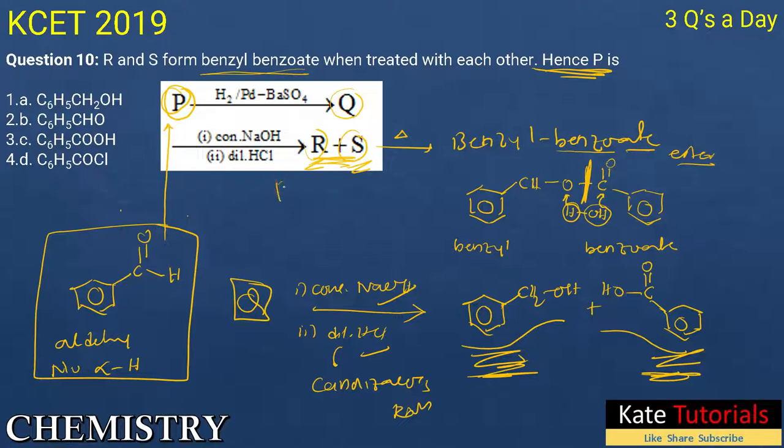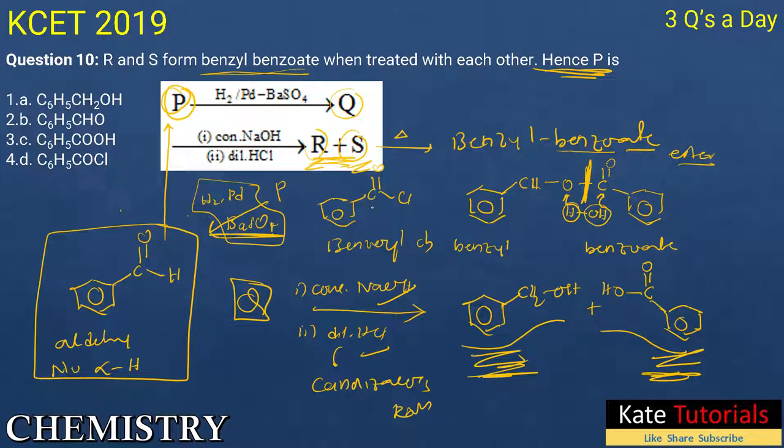To get Q, the reagent is hydrogen and palladium in the presence of BaSO4 poisoning. You have studied this reaction in the aldehydes and ketones chapter. P must be a benzene ring with COCl, which we call benzoyl chloride. If I add hydrogen and palladium in the presence of barium sulfate, I'll get benzaldehyde. Benzaldehyde treated with concentrated NaOH and dilute HCl gives benzyl alcohol and benzoic acid. This is the simple Cannizzaro reaction.